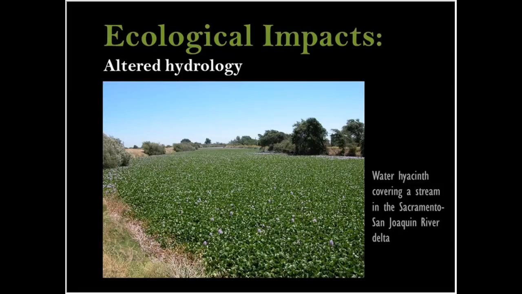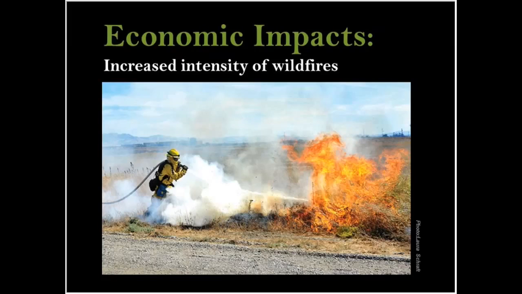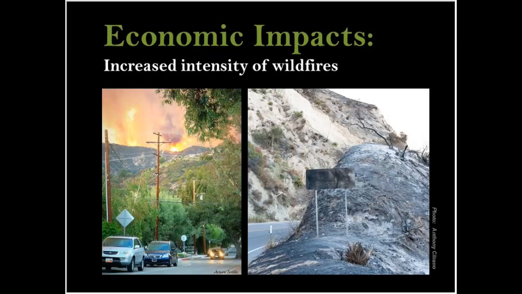And these water hyacinth invasions also have a significant economic impact on shipping and recreational boating and water storage. What about some of the other economic impacts? For example, several invasive plants in California are highly flammable and can increase fire intensity, causing fires to burn bigger, hotter, and longer. These fires are expensive to control, and they can cause significant damage to private property and public infrastructure.